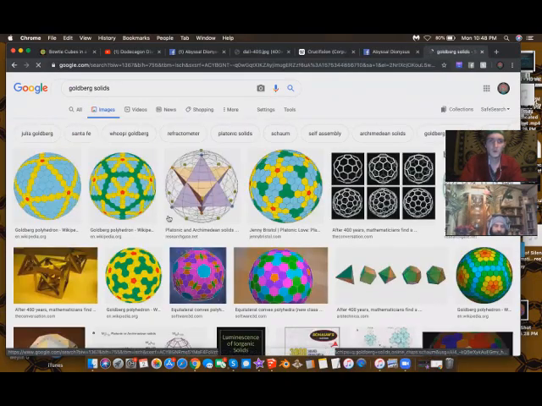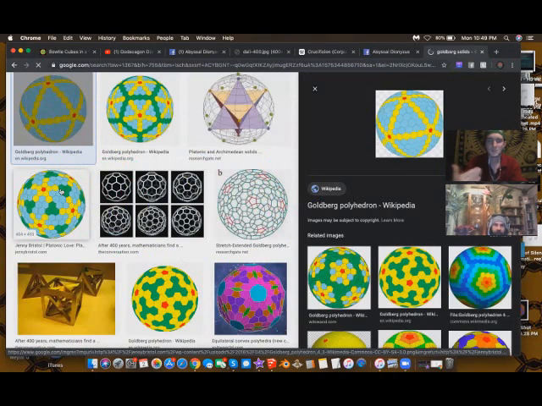So this is a Goldberg solid. And if we get into the geometry of nature and understanding it, we can revolutionize nanotechnology. We can revolutionize how we communicate. Imagine a future where the way we communicate isn't through electromagnetic frequencies that are pulsing and harming to our body, but rather we communicate through electron superpositioning or quantum entanglement.